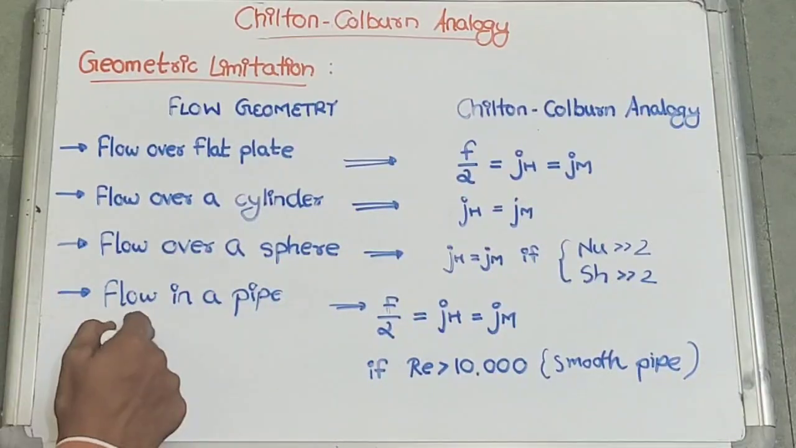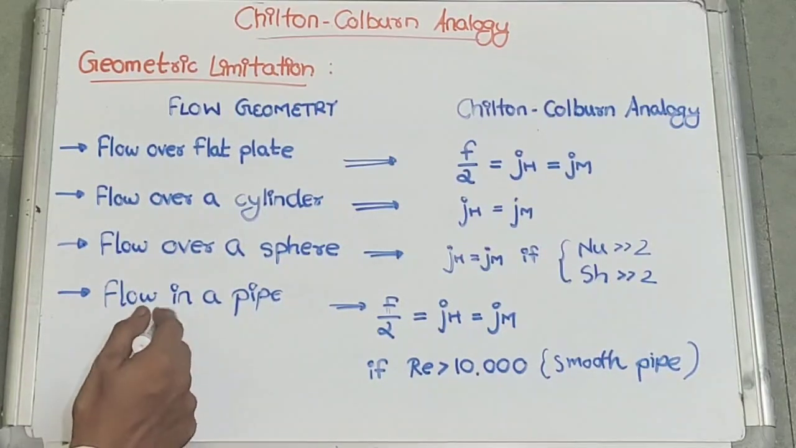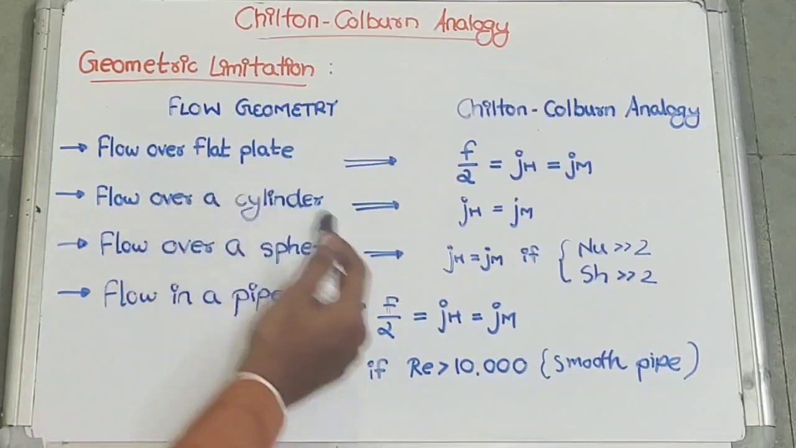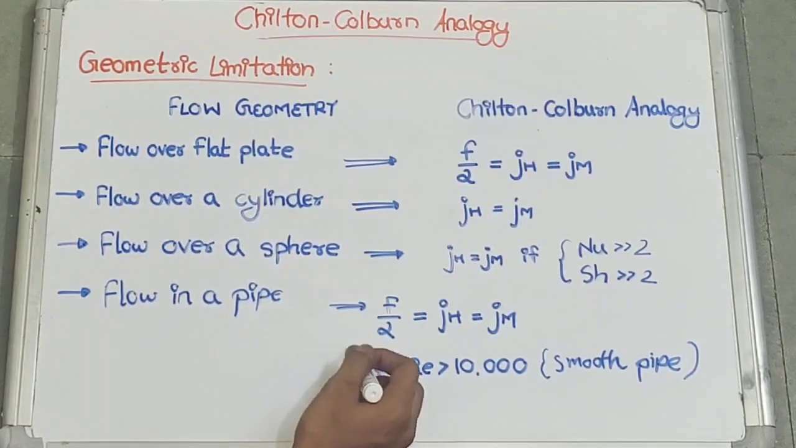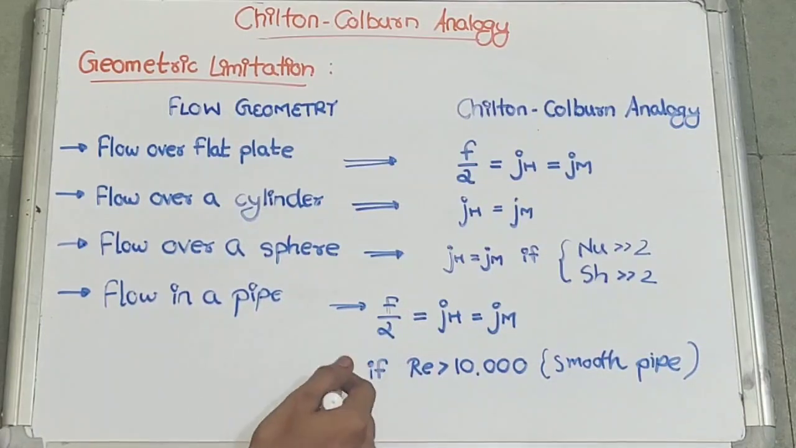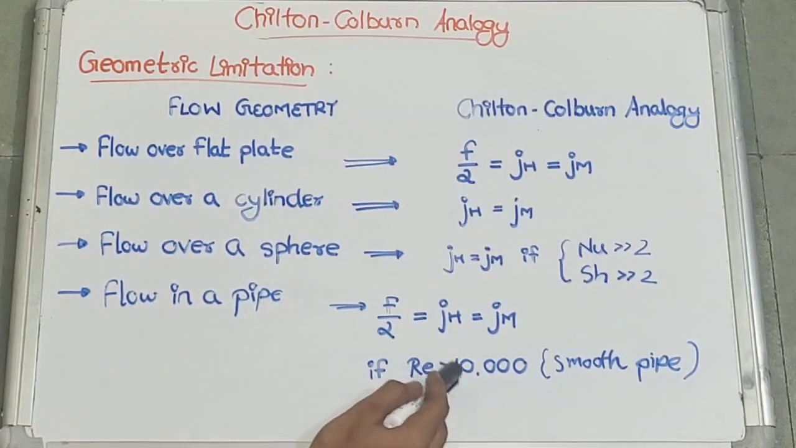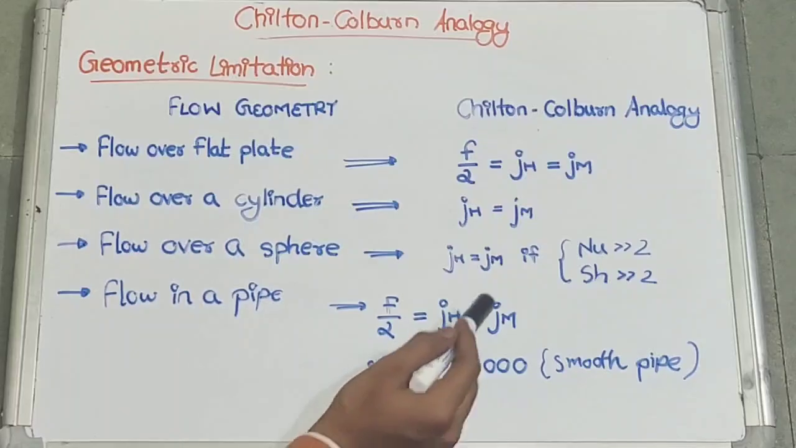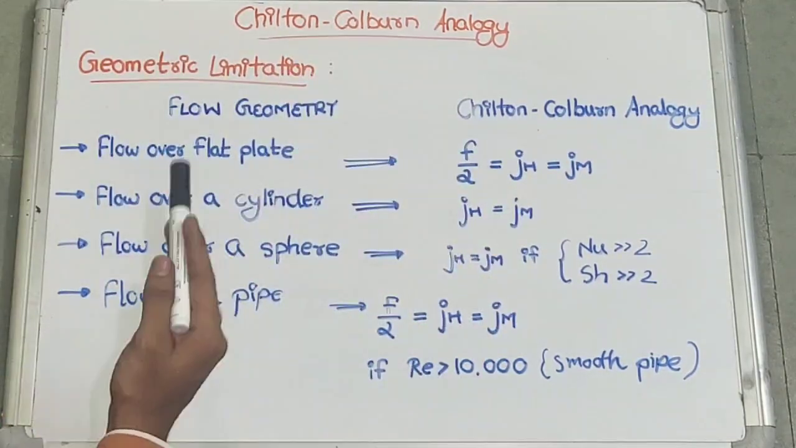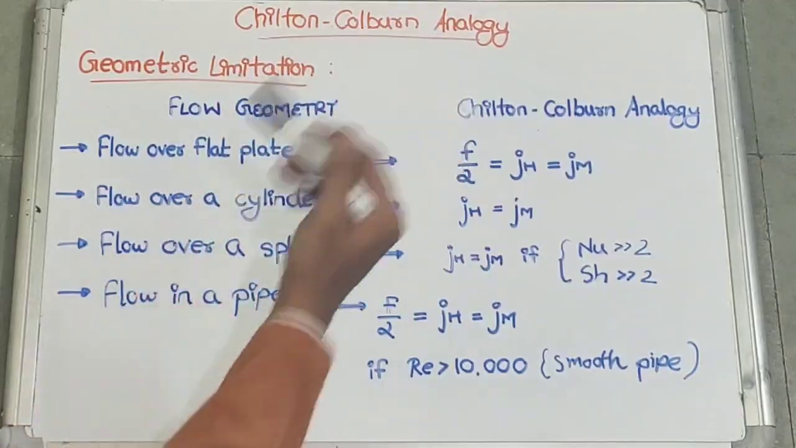The last one, the flow geometry, is flow in a pipe. For flow in a pipe, we have the same relation as flow over a flat plate, that is f by 2 is equal to J_H is equal to J_m. But we have a condition. The Reynolds number should be greater than 10,000, that is smooth pipe. So this is the condition, and this is the overall geometric limitation for Chilton-Colburn analogy.